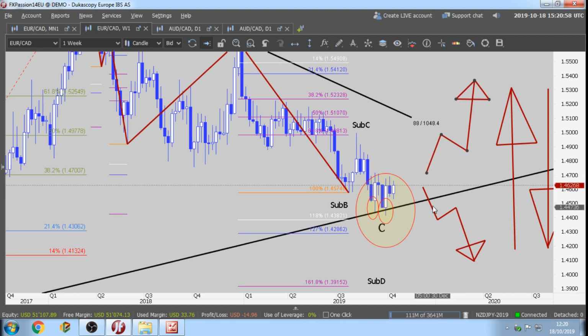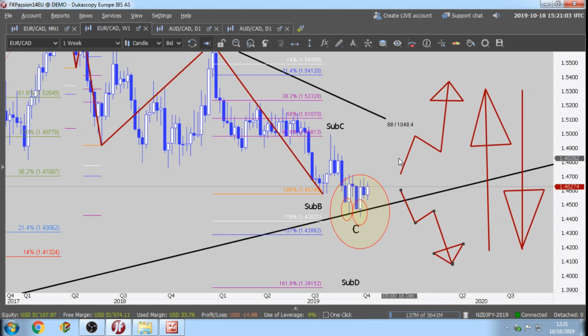So, up or down, everybody. If I'm going to get the weekly chart wrong, I'm going to lose on the smaller time frame for sure.